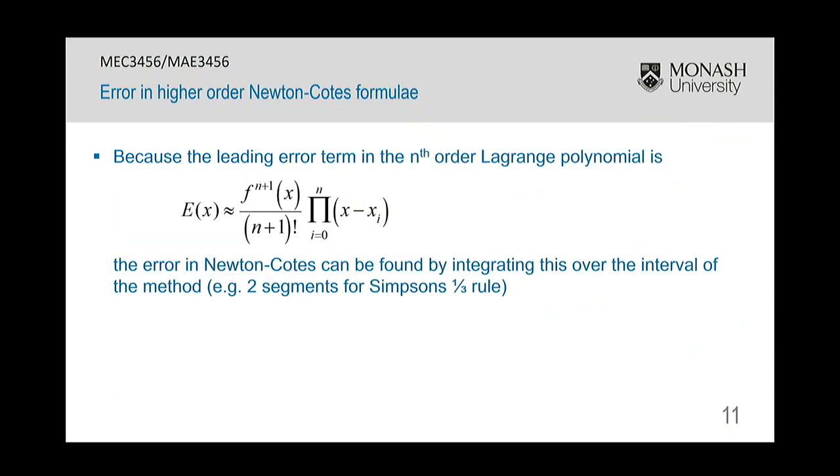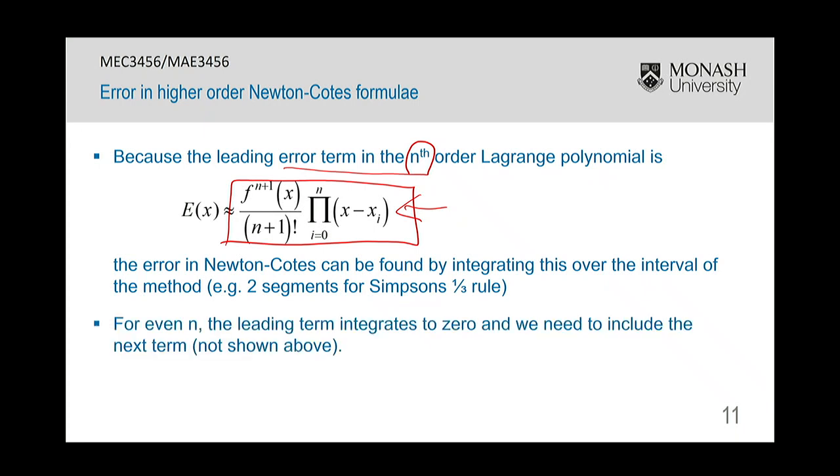Now, if we look at the error in higher order Newton-Cotes formulas, for example, Simpson's 1/3 or 3/8 or even higher order ones, we can do a similar analysis. Because the leading order error term in the nth order Lagrange polynomial looks like this, we've already seen this before, the error in the Newton-Cotes formula can be found by integrating this formula here over the interval of the method. So, for example, for Simpson's 1/3 rule, we would need to integrate this expression over 2 segments. For Simpson's 3/8, we'd need to integrate it over 3 segments.